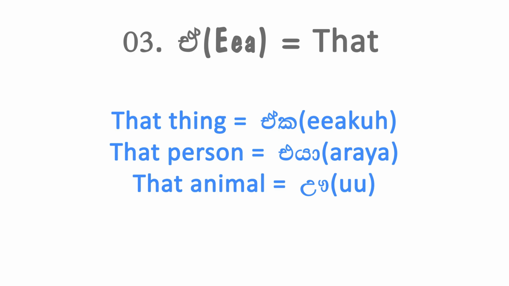You might have seen this word Meyaa as the translation for he or she, because he or she means that person. You don't have to explain who that person is, you just say he or she. That's how this word is used. The word for that animal is Oyuh.